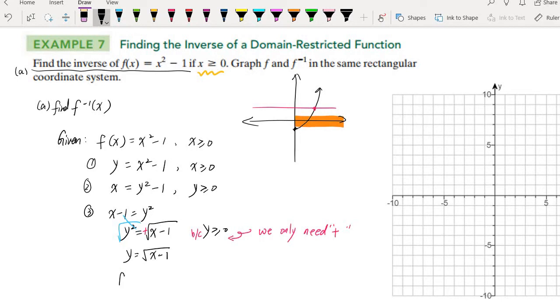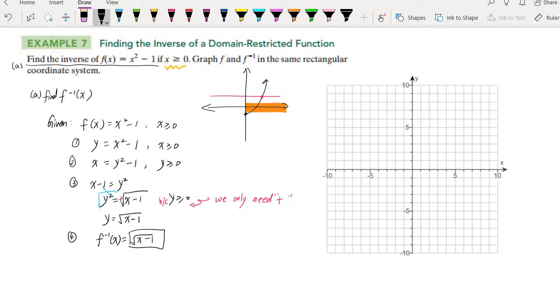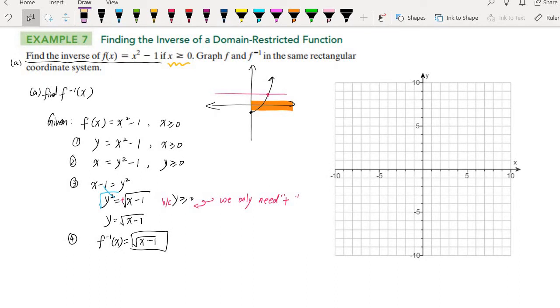Finally, we're going to replace this, step 4. That will be f inverse of x is just going to be square root of x minus 1. And then once we have this, we need to graph this. So now we're going to graph. So actually, I already did some graphing earlier. So I'm going to graph f of x equal to x squared minus 1.